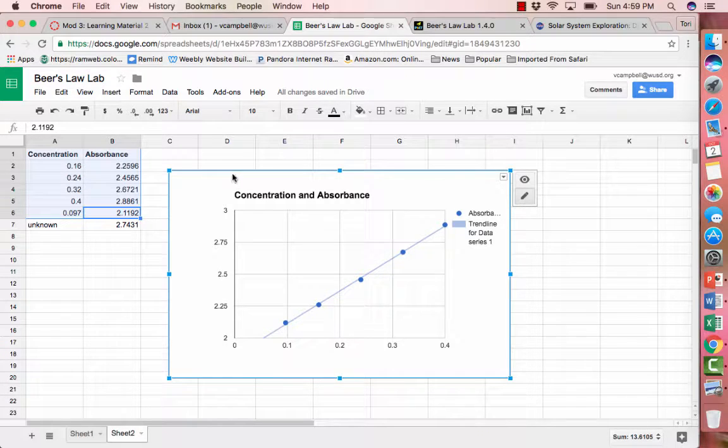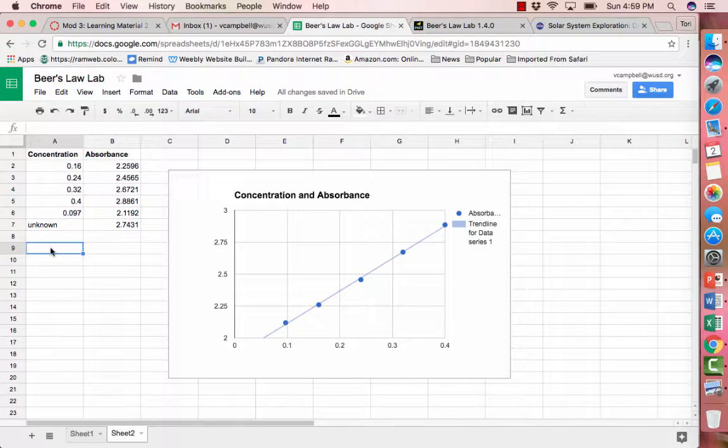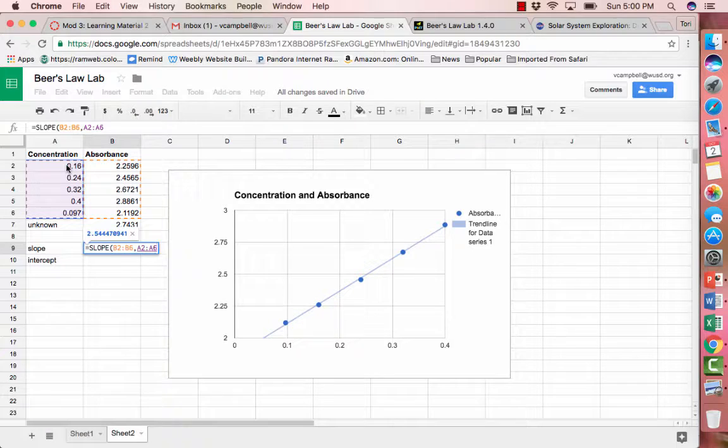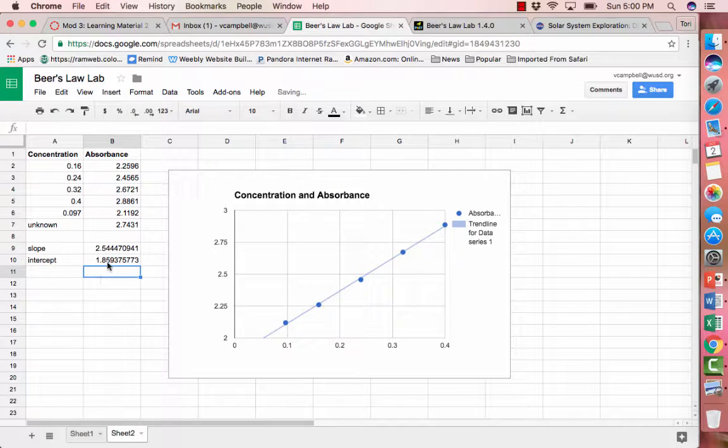So what I can do is I can find the equation of this line to determine the concentration of the unknown solution. So to find the equation of the line, I'm going to need to find the slope, and I'm going to need to find the intercept. So to find slope, the equation is equals SLOPE, and then you want to highlight your absorption data, comma, highlight your concentration data, and then close your parentheses. To find the intercept, you press equals INTERCEPT, highlight your absorption data, comma, highlight your concentration data, close your parentheses.